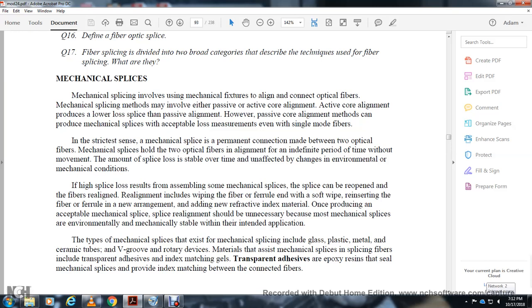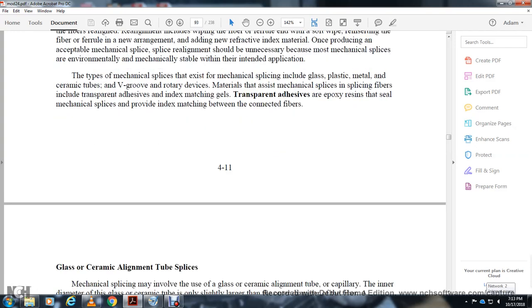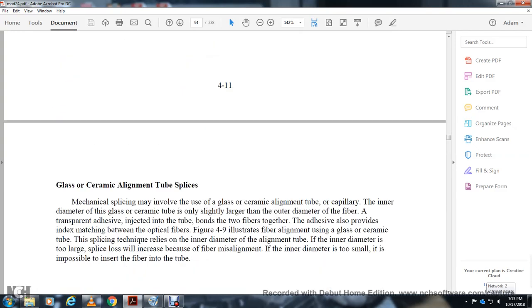The typical types of mechanical splice exist with mechanical structures made of glass, metal, plastic, or ceramic, through V groove and rotary materials. The materials used in the mechanical splice for the splicing fiber include transparent adhesive, index matching gel, and transparent adhesives or epoxy resins that seal the mechanical splice and provide index matching between the connected fibers.